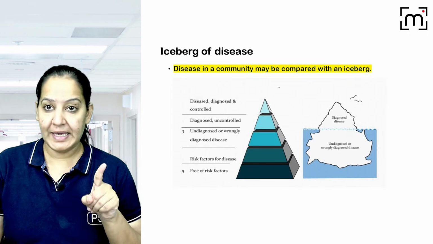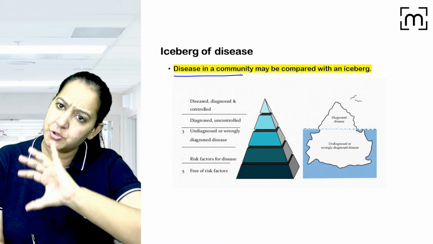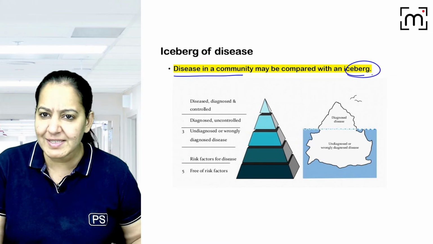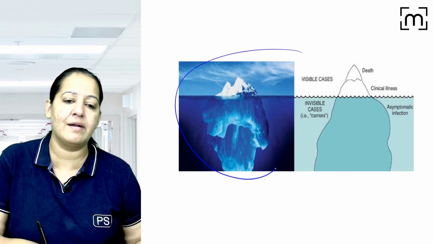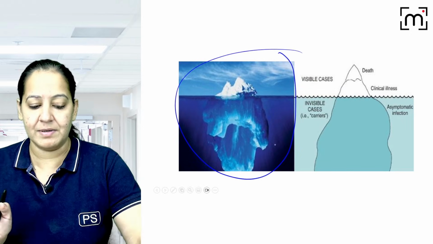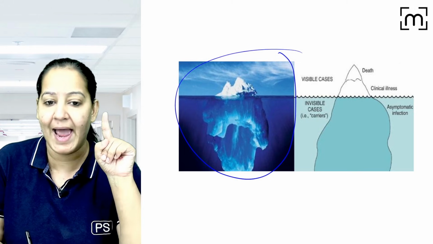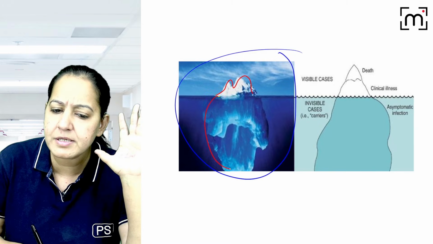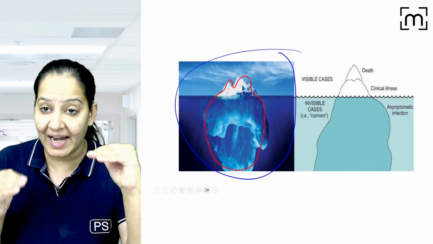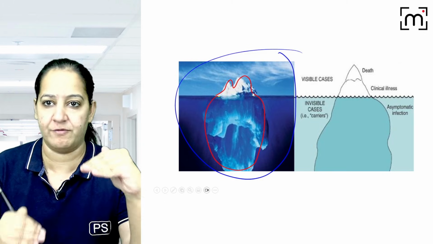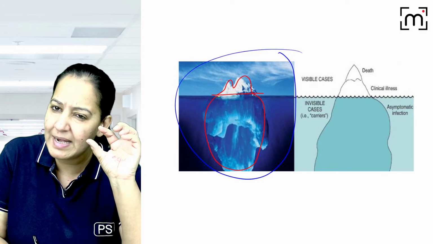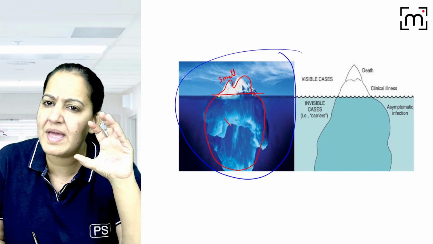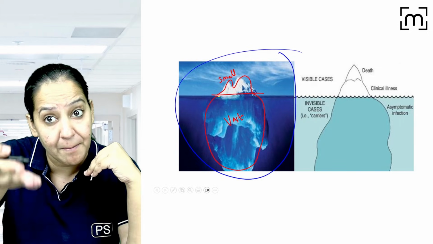As I told you, the total diseases present in a particular community are compared with the iceberg. Have you seen an iceberg? This is a real diagram of an iceberg. The unique property of an iceberg is that there is a little floating tip, and there is a large submerged portion. This is the main point in an iceberg you have to learn. The floating tip is very small, and the submerged portion is very vast.